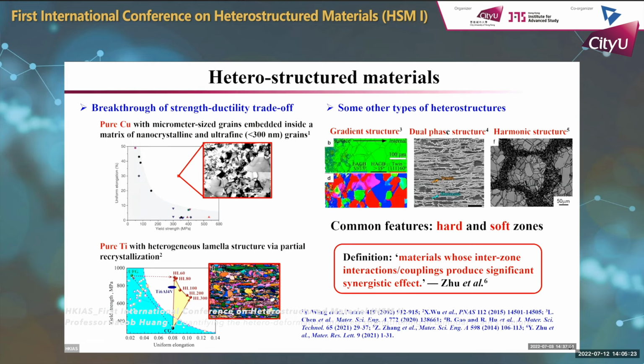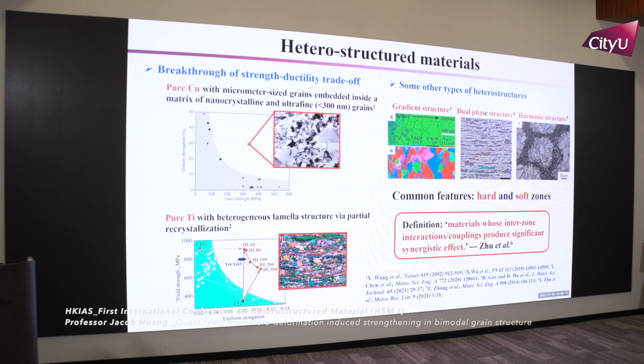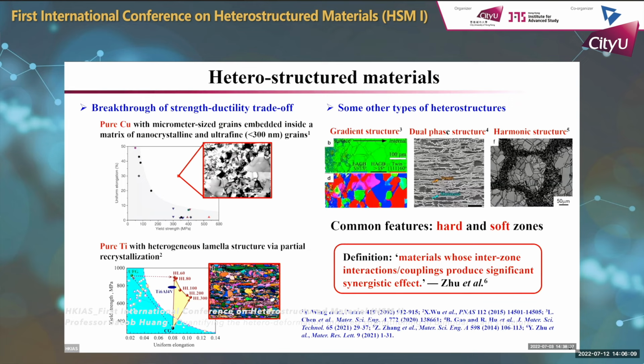The other example is the pure titanium with heterogeneous laminar grain structures produced through partial recrystallization, as reported by Wu and his co-authors in 2015. A similar property we also achieve in many other alloys with heterogeneous microstructures, as shown here. The common features of all those heterogeneous materials contain the so-called hard and soft zones within their microstructures.